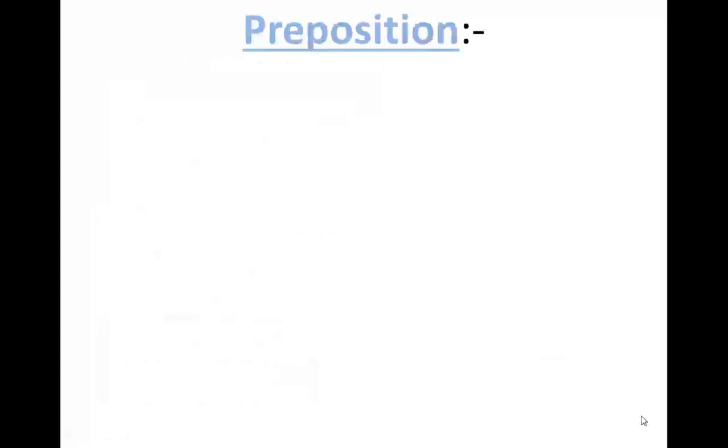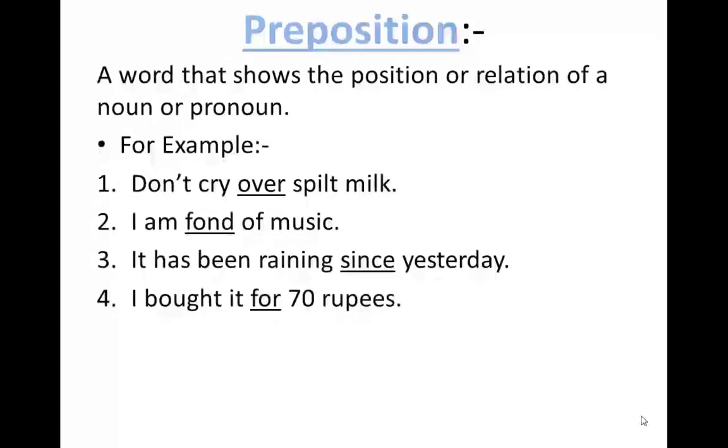Prepositions. A word that shows the position or relation of a noun or pronoun. Don't cry over spilt milk. I am fond of music. It has been raining since yesterday. I bought it for 70 rupees. These are the words that will give you the example for prepositions.